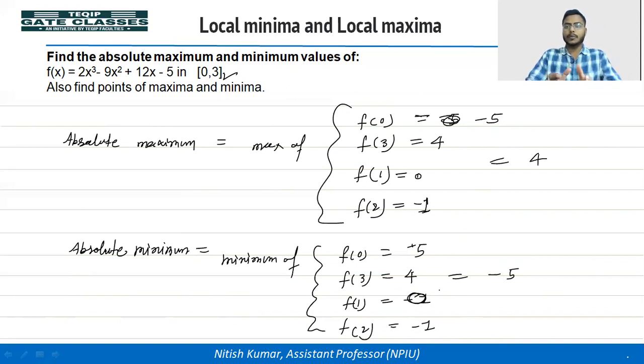So always you have to check the local minima, local maxima, and endpoints. The absolute maximum will be the maximum of the functional values at endpoints and at the points of maxima and minima. You check the minimum of these values to get the absolute minimum, and the maximum of these values gives the absolute maximum.